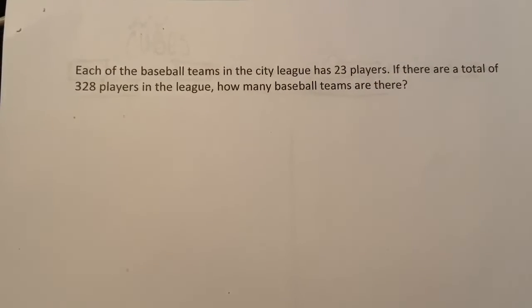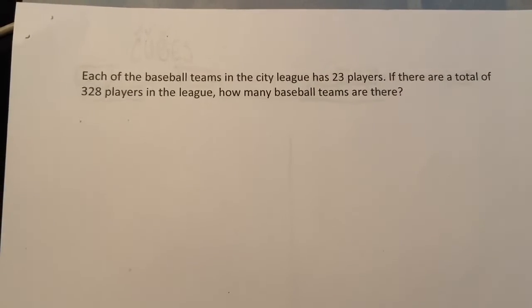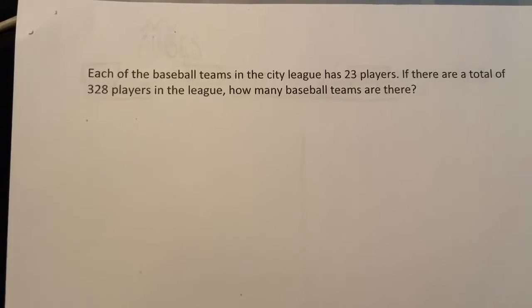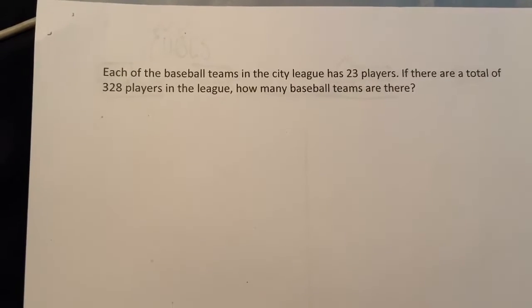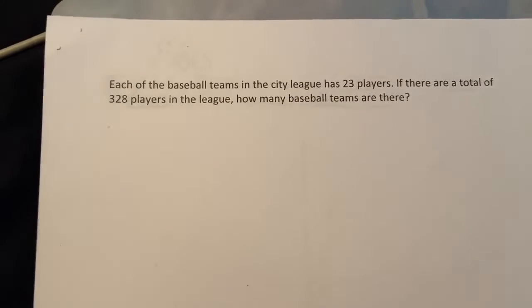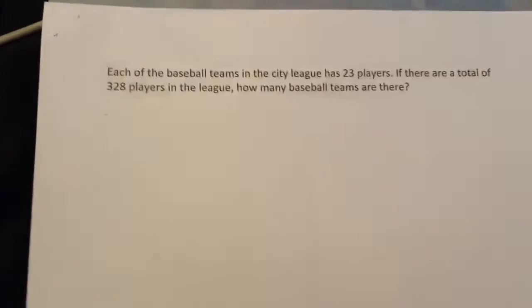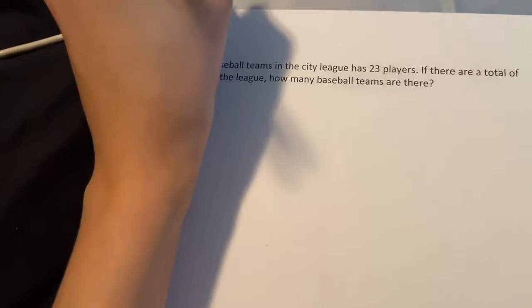This is Ms. Martinez. We're going to go ahead and do our CGI story problem for the day. Here it is. Let's go ahead and read it. It says, each of the baseball teams in the City League has 23 players. If there are a total of 328 players in the league, how many baseball teams are there? So let's go ahead and do our cubes.